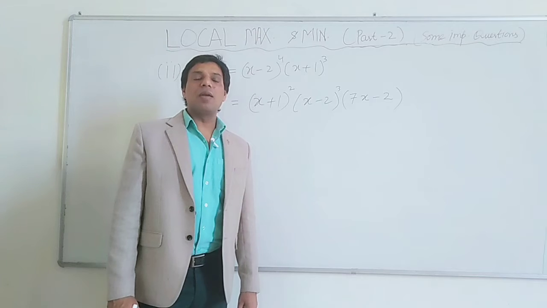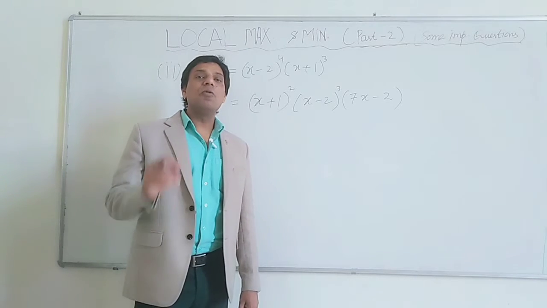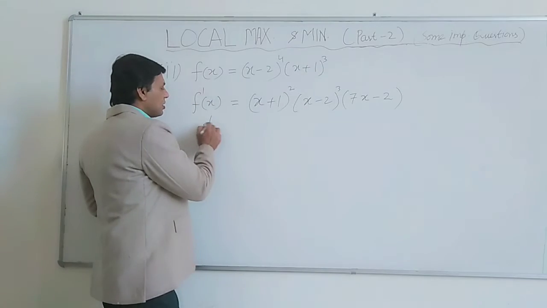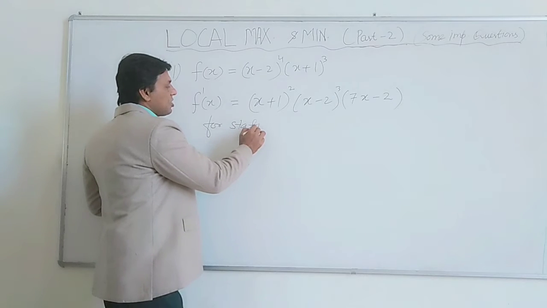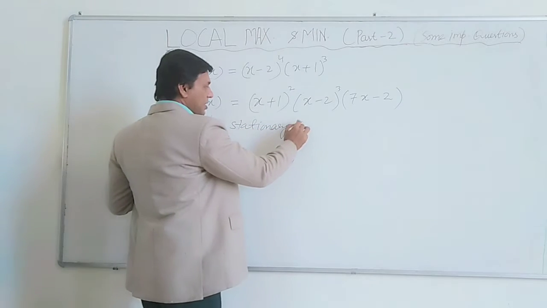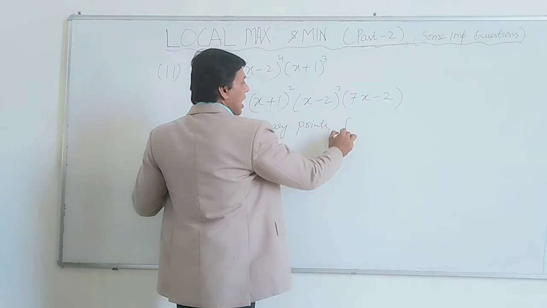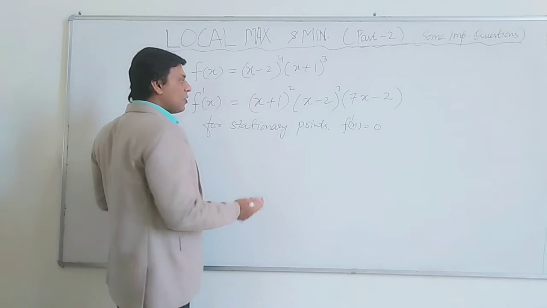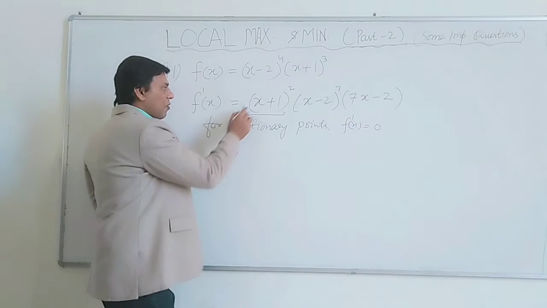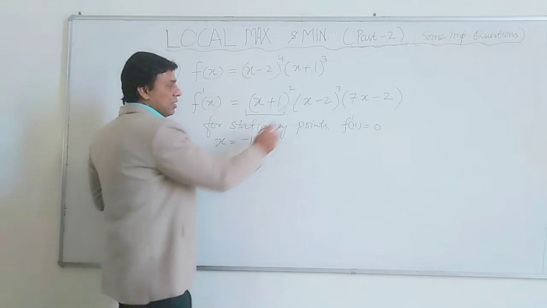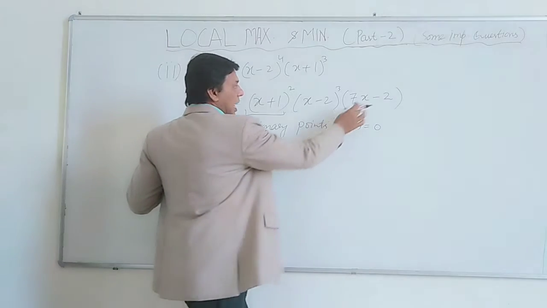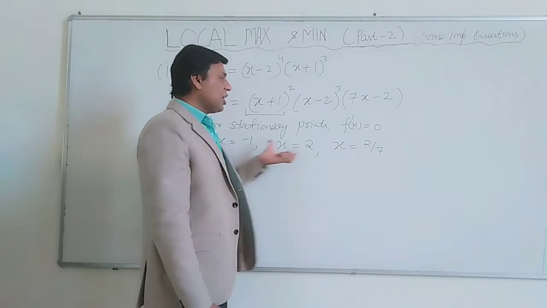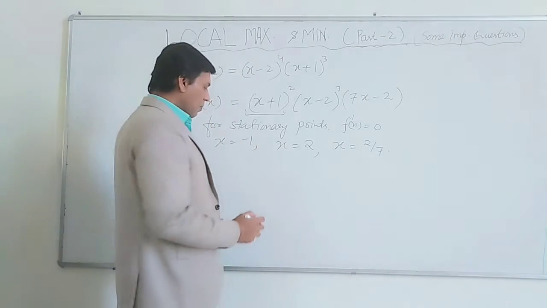Now you know, in local maxima and minima, to find a stationary point, we need to put this derivative equal to 0. So for stationary points, f dash x equal to 0. So if I put this expression equal to 0, what values do I get? Number 1, x is equal to -1. Then x is equal to 2, and from this bracket x is equal to 2 by 7. So I have 3 stationary values in this part.